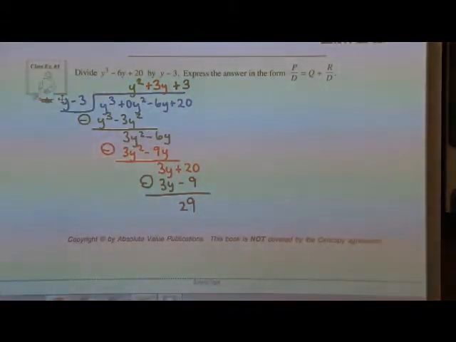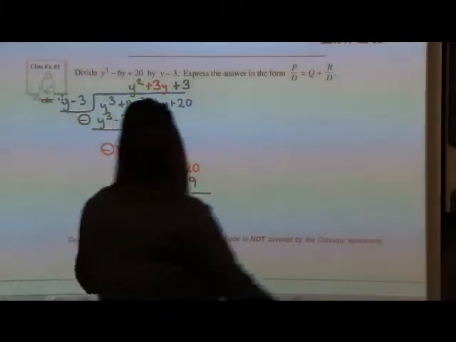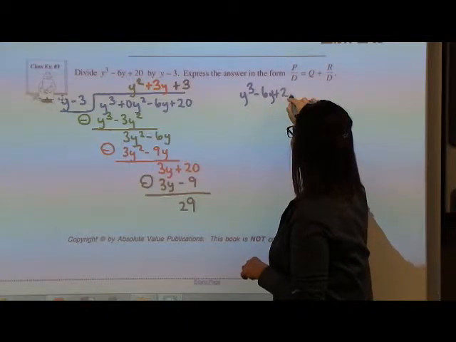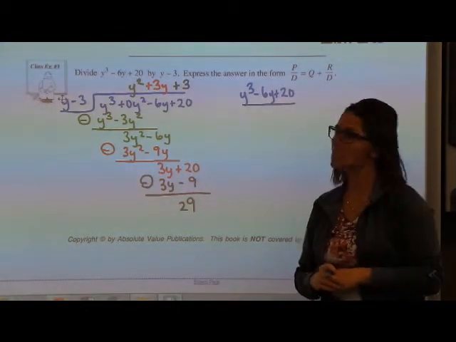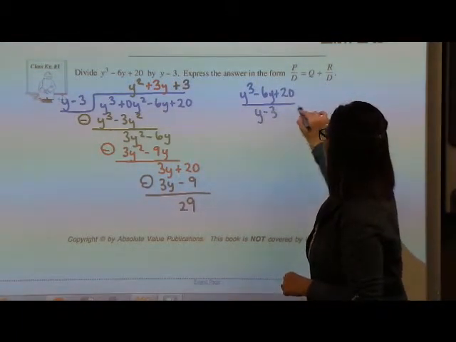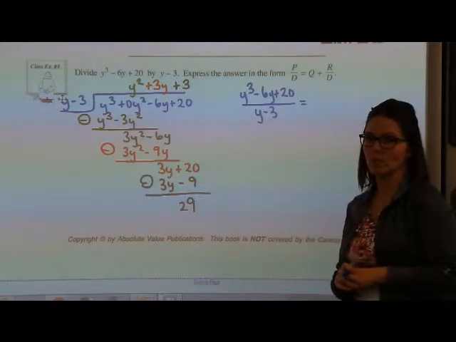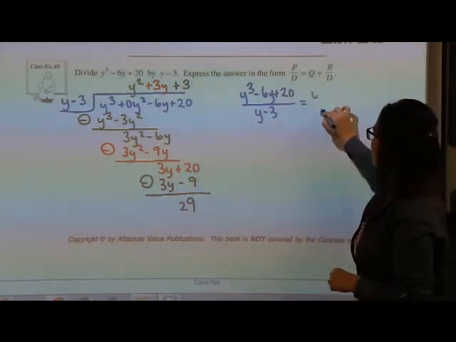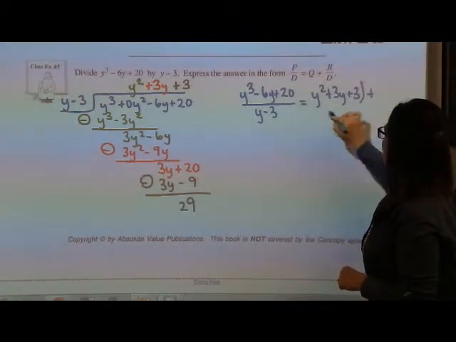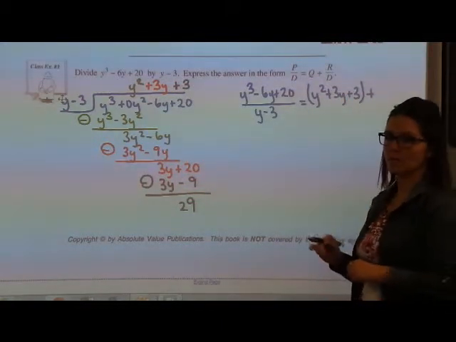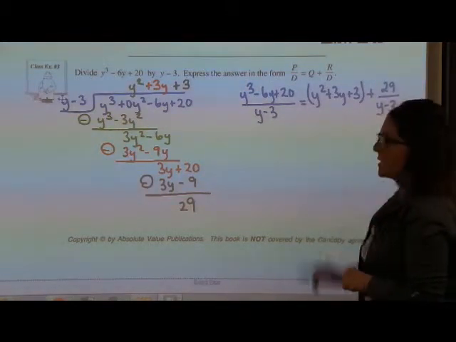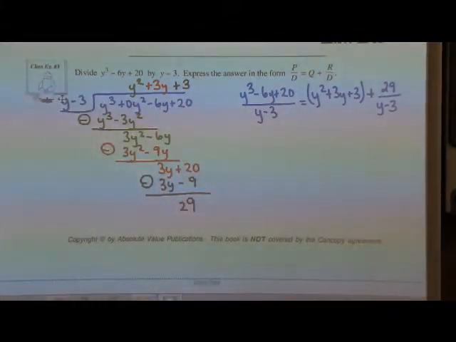Okay? So now when I write this in the form, the polynomial, which is y cubed minus 6y plus 20, divided by the divisor, and what's my divisor? y minus 3 equals the quotient, and what's the quotient? y squared plus 3y plus 3. Plus the remainder, which was 29, over the divisor, which is y minus 3. And that's my statement.